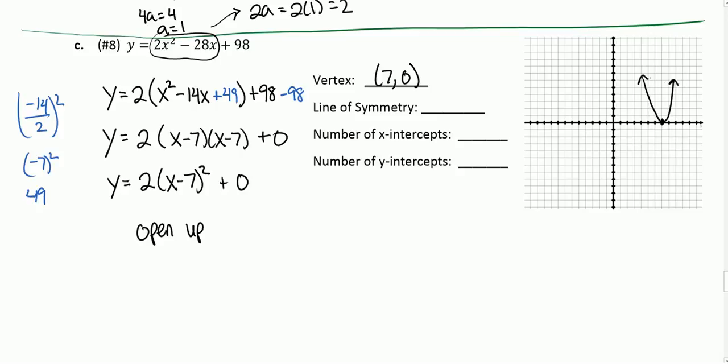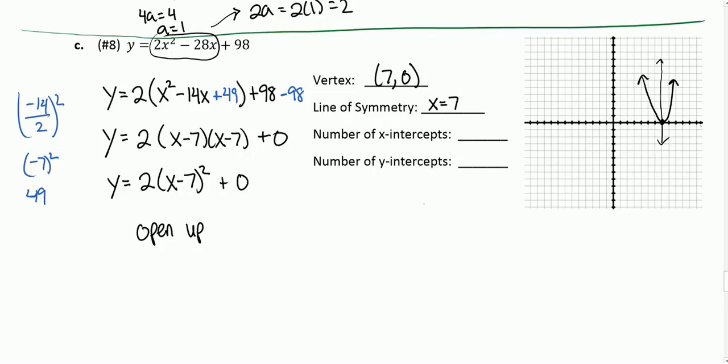just a little sketch. We don't have to do the other pieces, the focus, the directrix, the focal chord endpoints. It's not asking for that. It is asking for the line of symmetry, which cuts right down the middle through the focus and the vertex, which is going to be x equals 7.